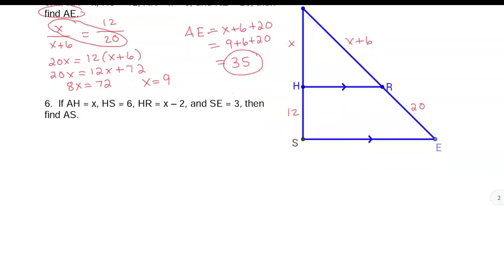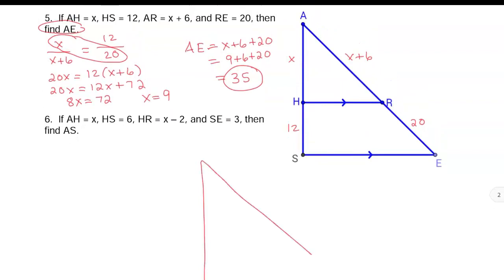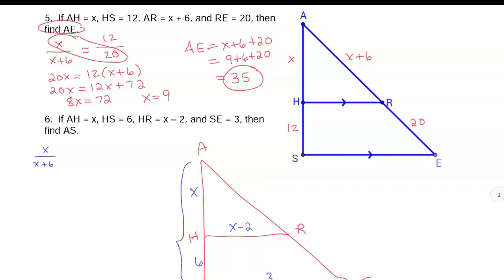Okay, we need the diagram again, but I already drew on it, so I'll get a new diagram. This does not look like a side splitter problem because we don't have the pieces of the right side. So we're going to have to use similar triangles here. I see the left side of the little triangle is x over the left side of the big triangle, which would be x plus 6.